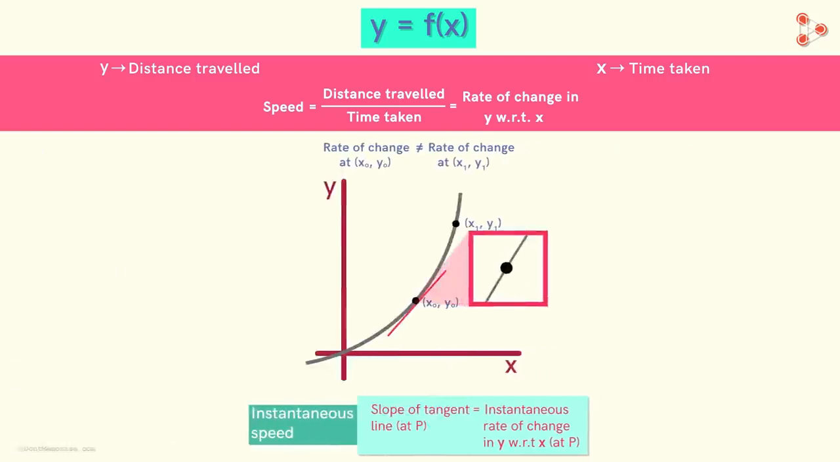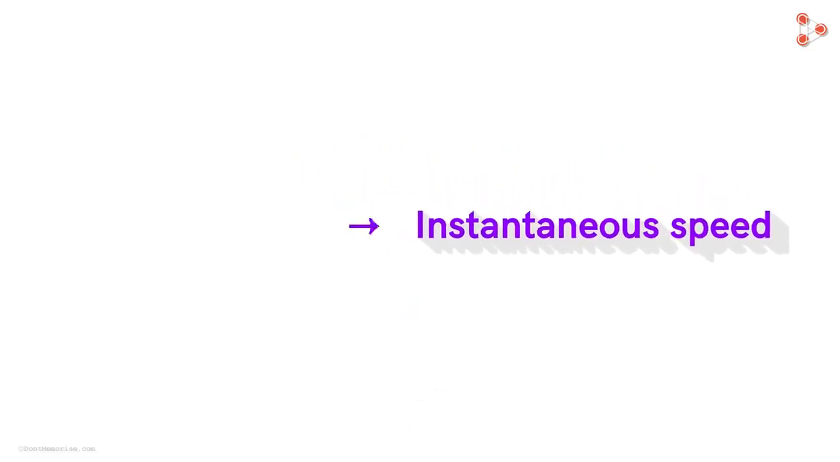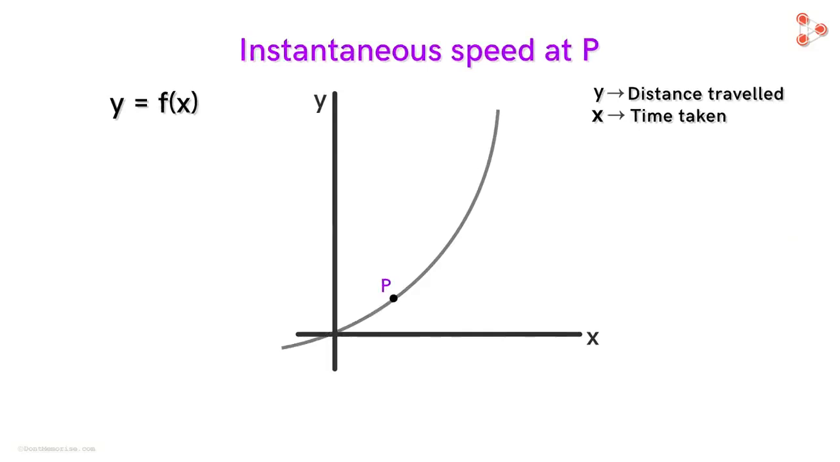So to conclude, a very small portion of a curve around a point can be approximated by the tangent line at that point. The slope of this tangent line tells us the instantaneous rate of change of the function at that point. But how do we find this slope or instantaneous rate of change? Do you remember that in one of our previous videos, we found the instantaneous speed of an object? To find the instantaneous speed, we have to use the process of differentiation. Let's say we want to find the instantaneous speed at this point P, that is at the time instant x0.